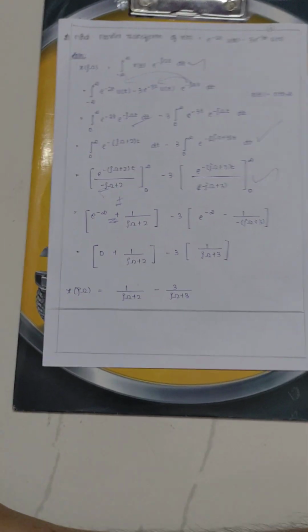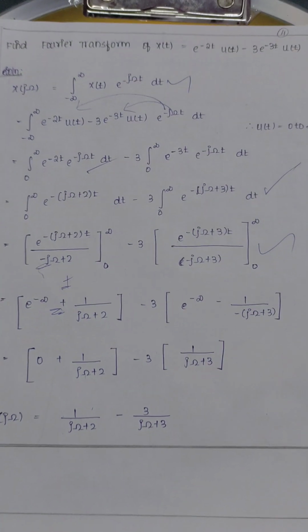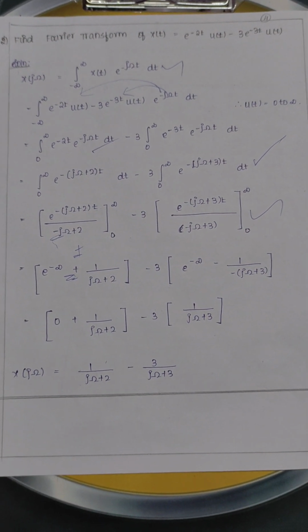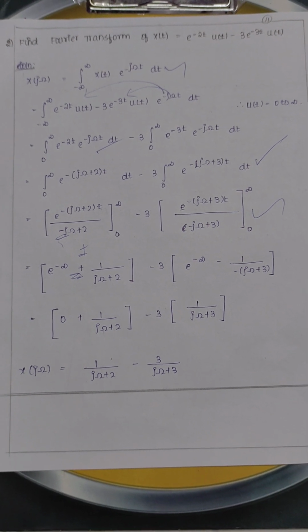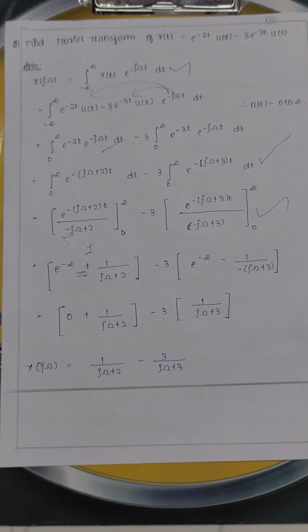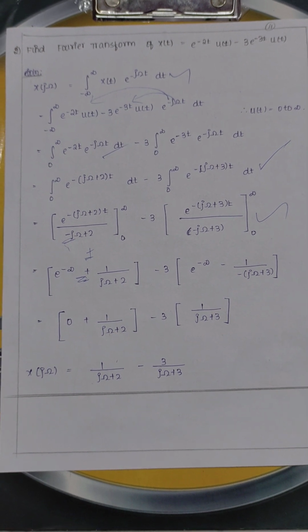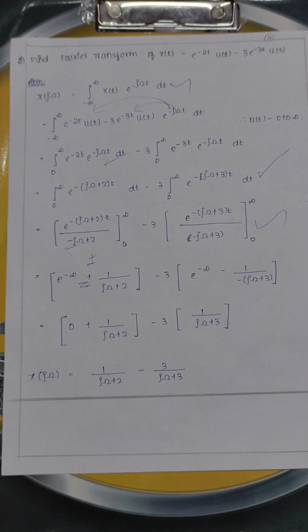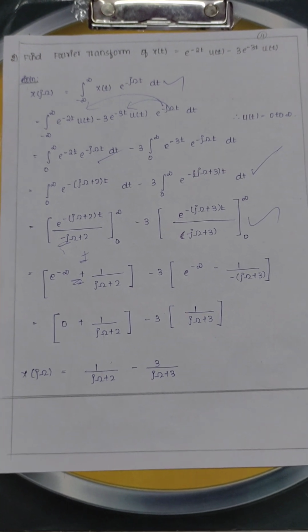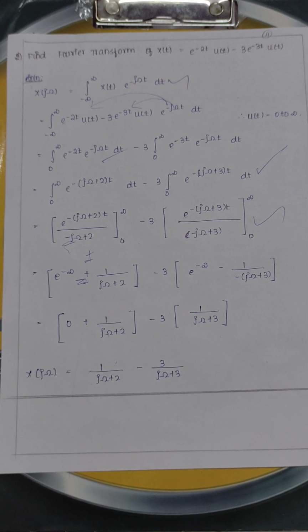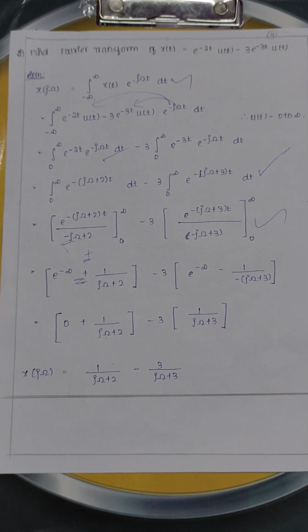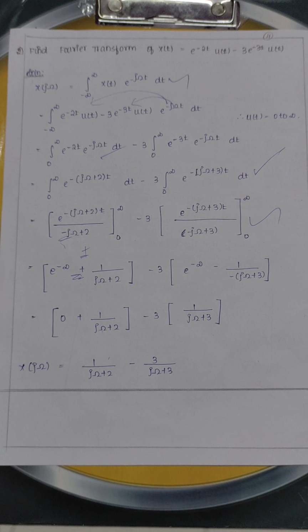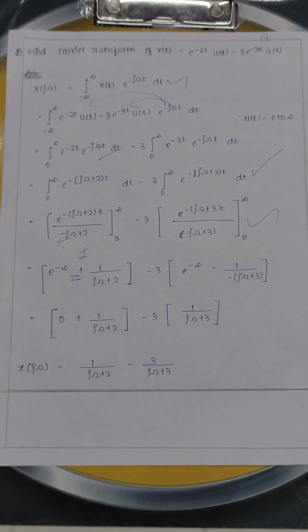The given problem is to find the Fourier transform of x of t equal to e power minus 2t u of t minus 3 into e power minus 3t u of t. From the given question you can directly write the answer, which is 1 divided by j omega plus 2 minus 3 divided by j omega plus 3. You got this answer with the help of the Fourier transform formula. Similarly, in the form of the Laplace transform, instead of j omega, the relation is 1 divided by s plus 2 minus 3 divided by s plus 3.